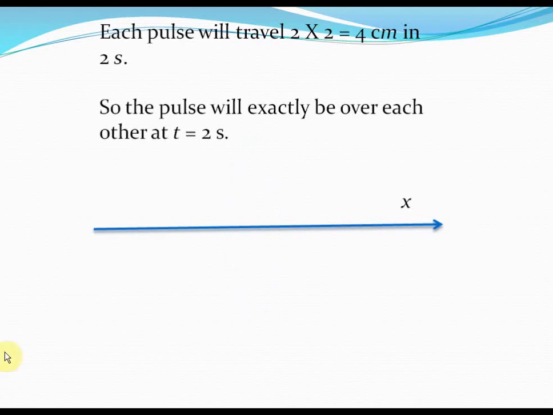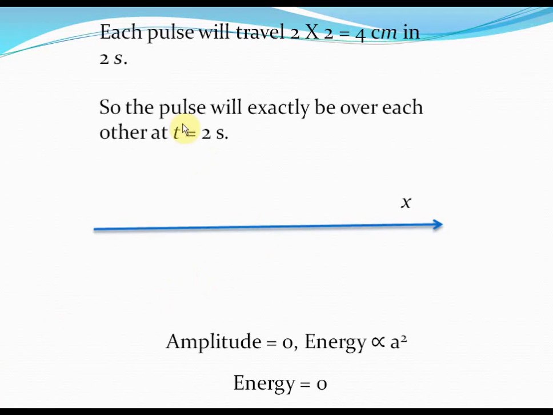Now the amplitude is 0 at t equal to 2 seconds, and we already know that intensity is proportional to the square of the amplitude. We had calculated this intensity in the previous chapters. Since energy is nothing but intensity into area, energy will also be proportional to amplitude square, and the amplitude is 0. So the energy at t equal to 2 seconds will be 0.